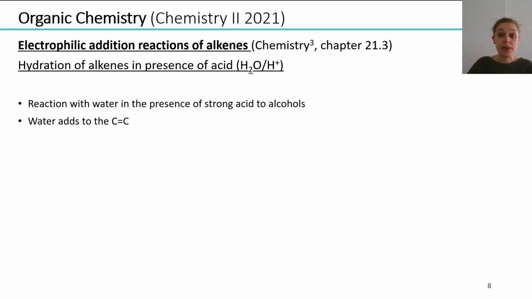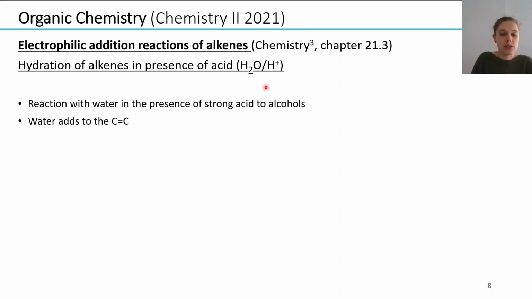Besides the reaction with bromine, alkenes can also react with water in the presence of an acid to form an alcohol. And this type of reaction is called hydration. And here it is important that we use a strong acid, and a strong acid can, for example, be aqueous sulfuric acid. And then if we have this acid and water, then we always write it in this way.